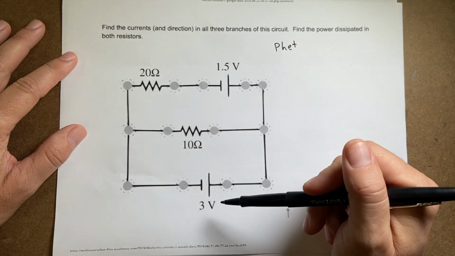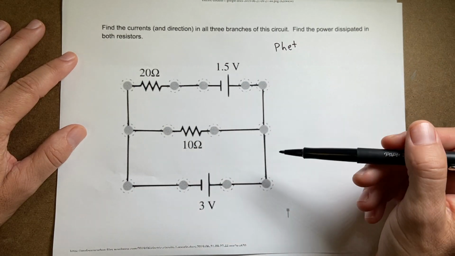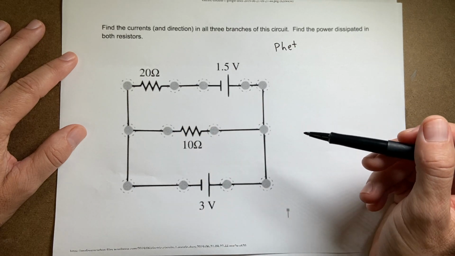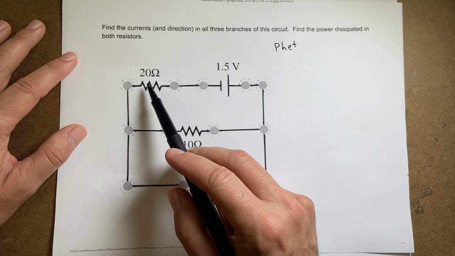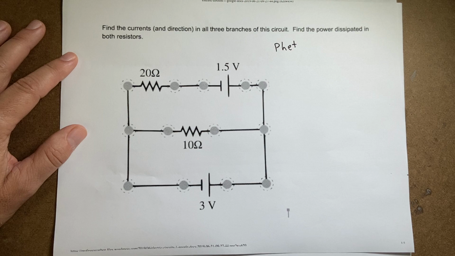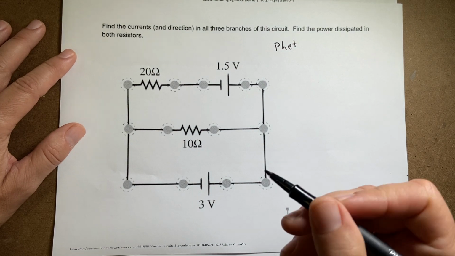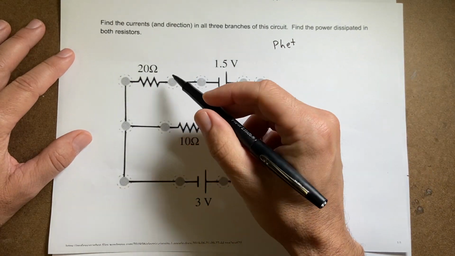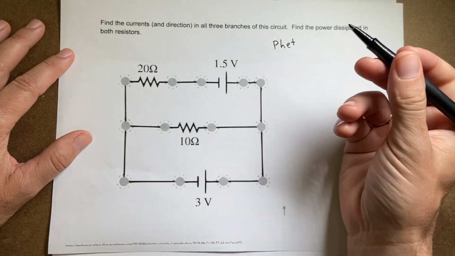Okay, so I have these two batteries and I have two resistors, but I have it in this stranger connection here. And the question is, what's the power dissipated in each of the resistors? I'm going to show you how to calculate power, but the first thing we need to do is find all the currents. So we have three branches, so we have three currents.